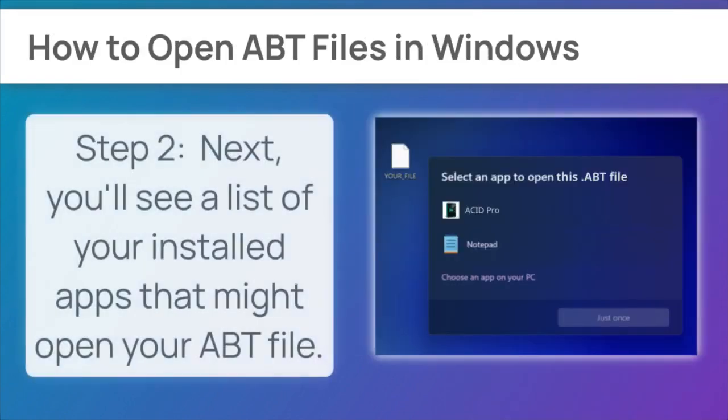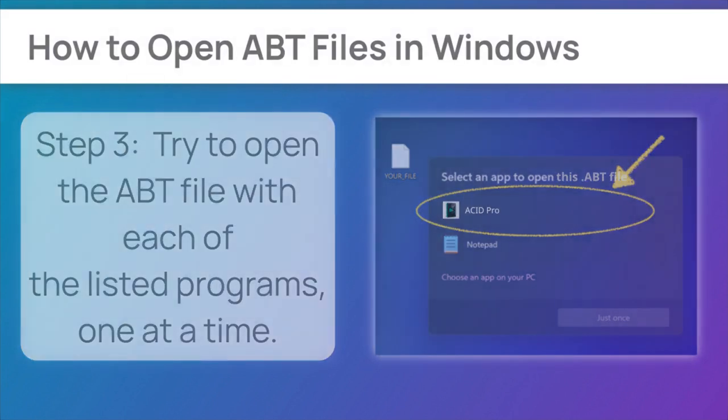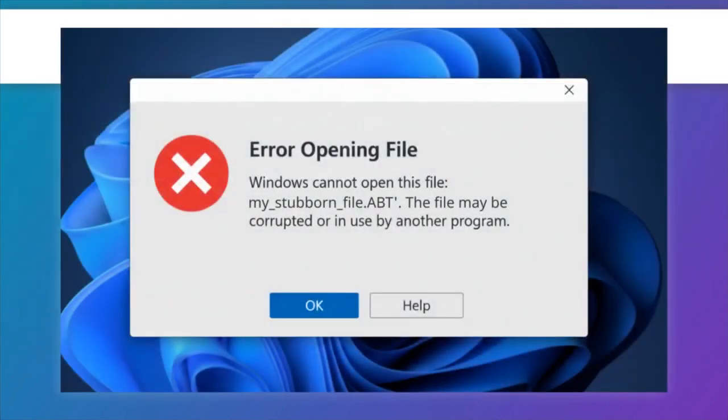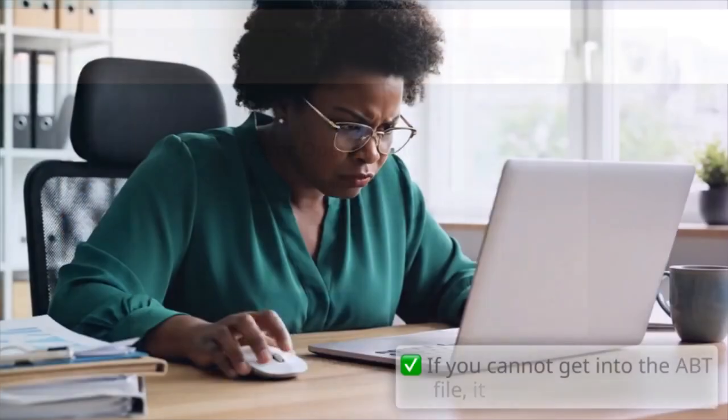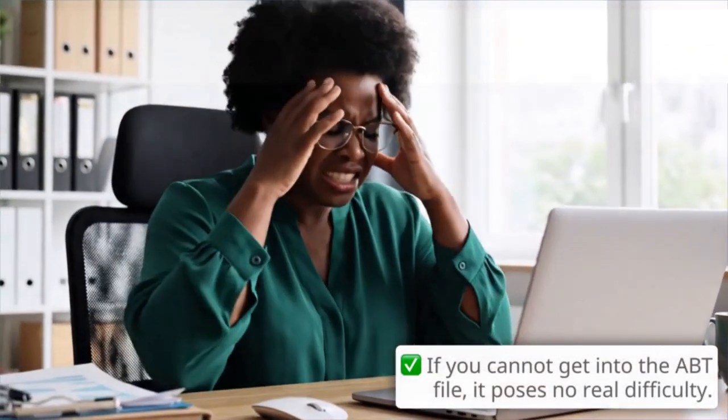Right-click your ABT file and select Open With. Test ACID Pro if it appears. If it fails, select the next application. Testing eliminates application conflicts. If the ABT file won't open, don't panic. This is a truly stubborn ABT file. To find the error source, we need to test these critical common failure points right now.